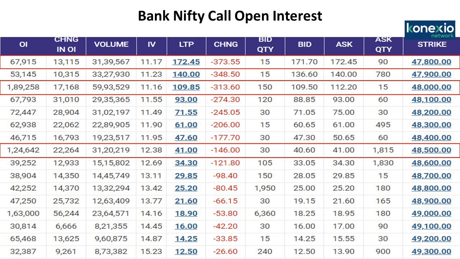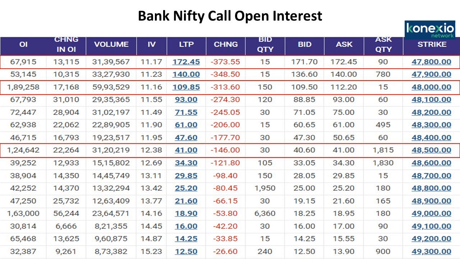So definitely, now let us discuss the derivative data of Bank Nifty calls. In Bank Nifty calls, the action was seen in 47,800 calls, then 48,000 calls, and 48,500 calls. Now here you can see there was rise in the open interest, rise in the volumes. There was a significant drop in the option premium.